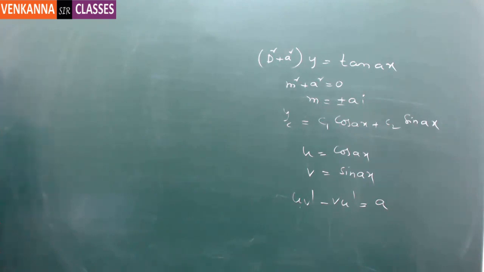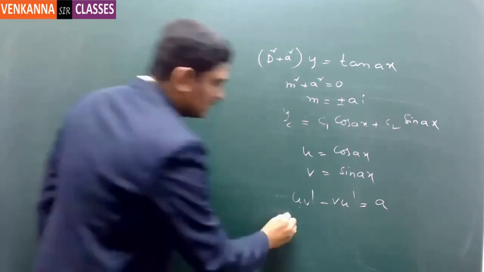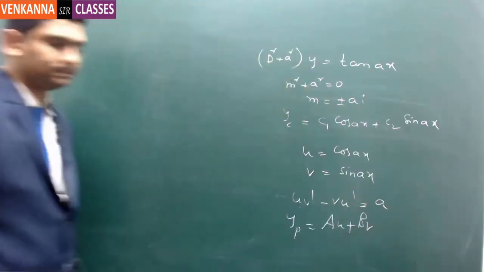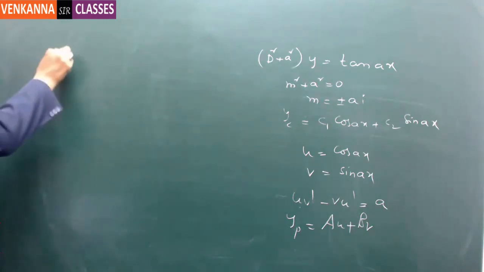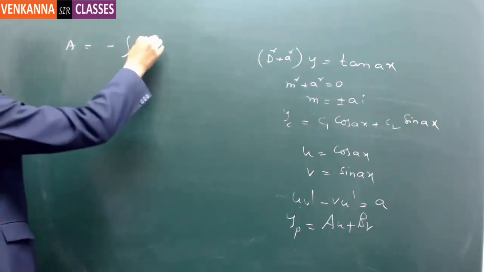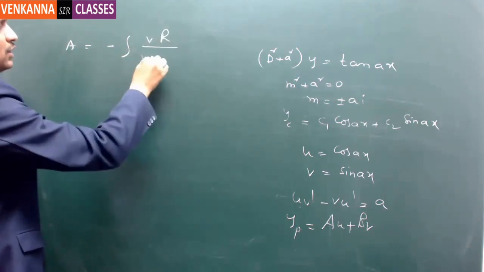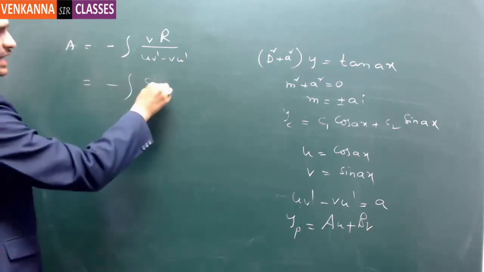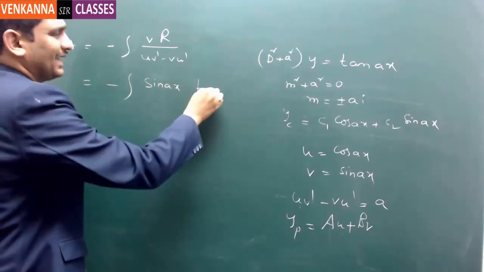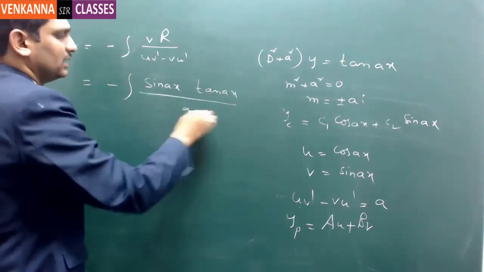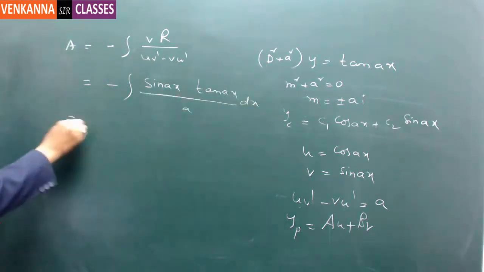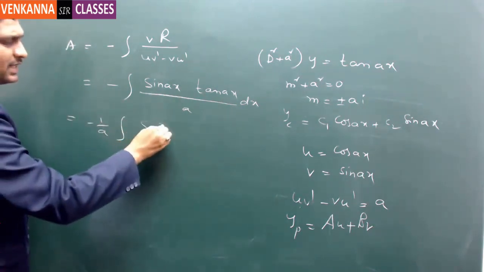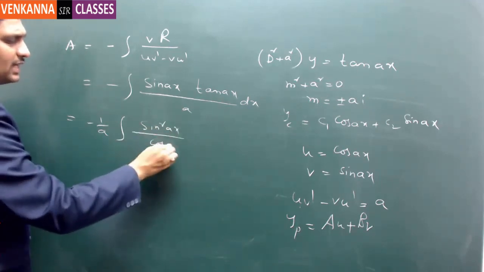Fine. So yp is given by the particular solution a into u plus b into v. For a, we have minus integral v into r by uv dash minus vu dash. So minus integral, v means sin ax, r value is tan ax by a dx, equals to minus 1 by a integral, so the numerator is sin square ax by denominator cos ax dx.